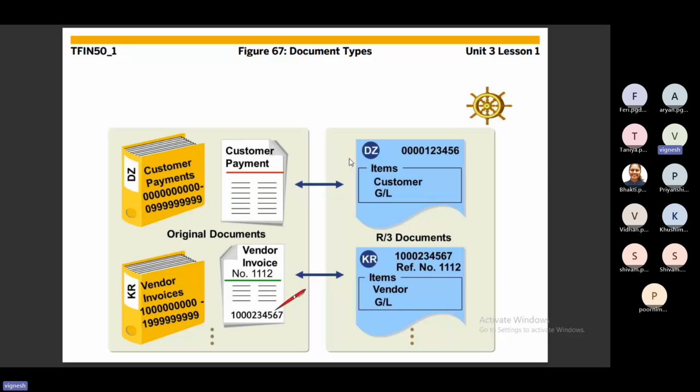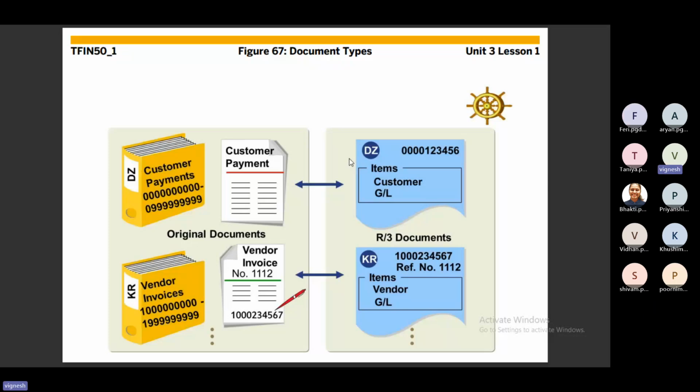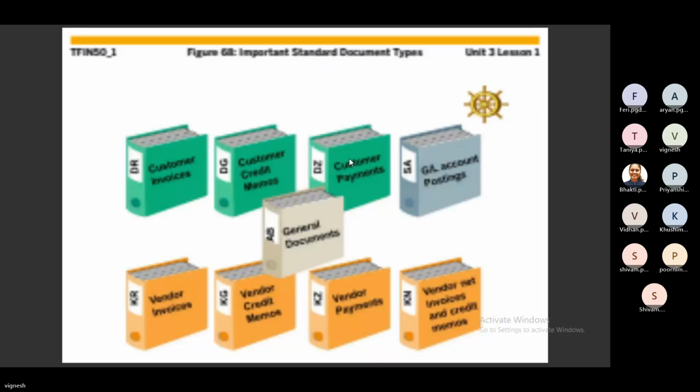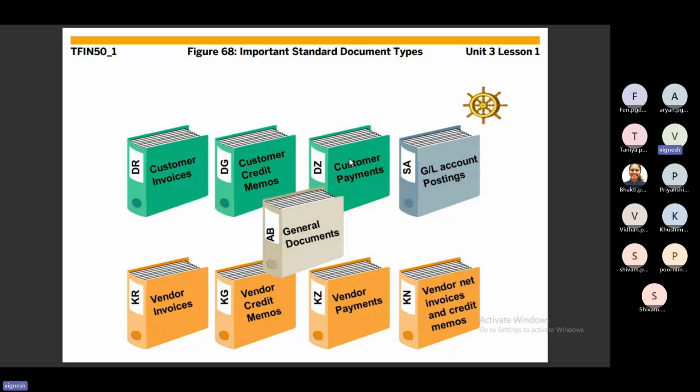For example, for customer payment we use DZ and KR is for vendor invoices. See, there is a difference. Customer payment is DZ. If it is a customer invoice, it will be DR. And vendor invoices will be KR. So all of these are available here. These are the standard document types: customer invoice is DR, DG is for customer credit memos, that is nothing but sales returns, and customer payments are DZ.